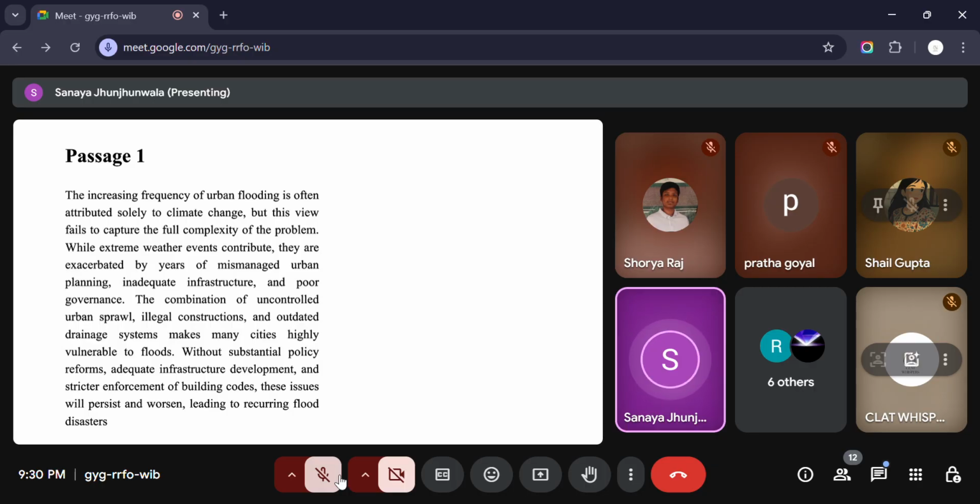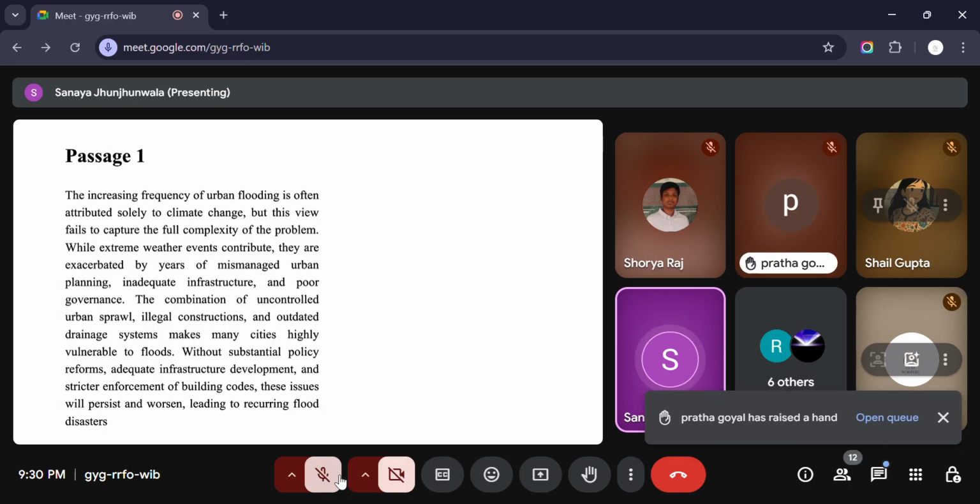Guys, please give me a thumbs up or reasons if you're done with the passage. You have to read it and find out the main idea, problem, solution, and consequence. Okay, Pratha, we'll wait for others and then we can move forward.